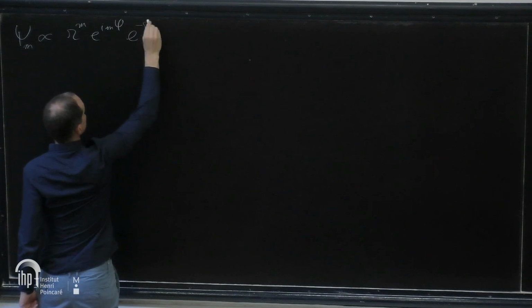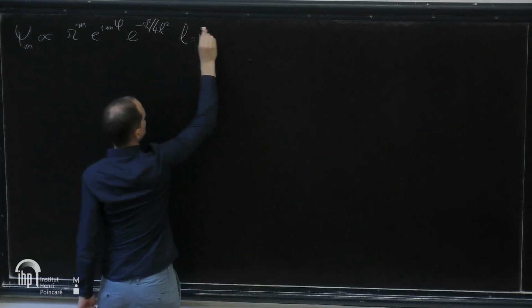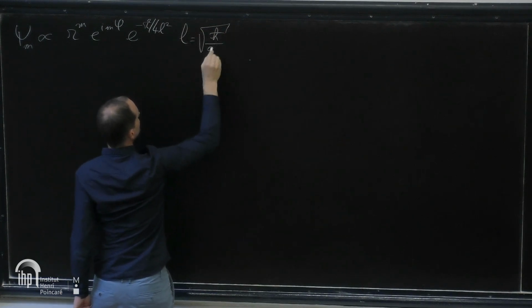I need to give the main characteristics of those states. So psi m, its wave function is proportional to r to the m, e to the i m phi, where phi is the azimuthal angle, times a Gaussian factor, e to the minus r squared over 4l squared, where l is the so-called magnetic length, square root of h bar over qB.